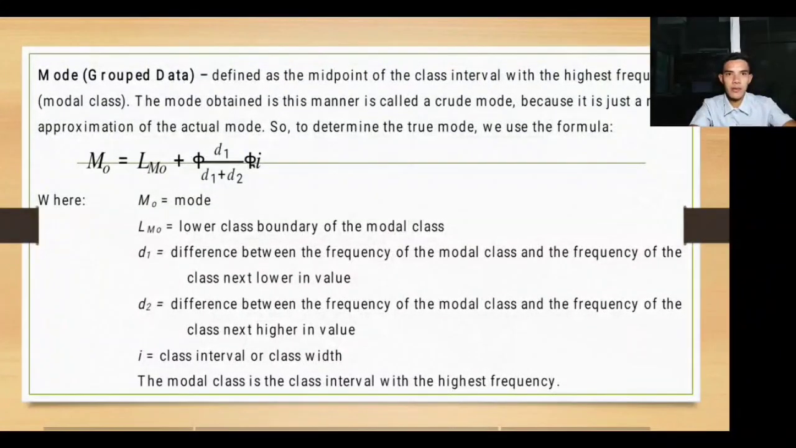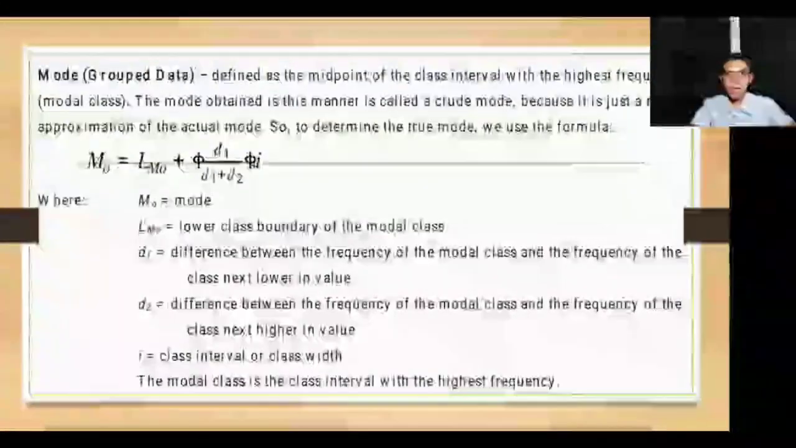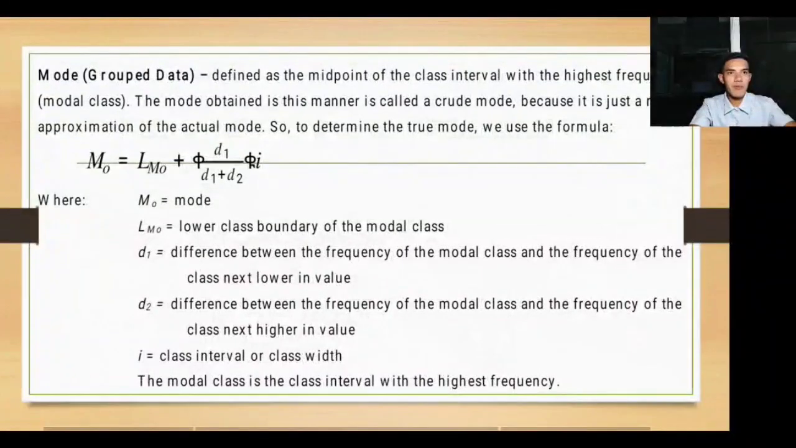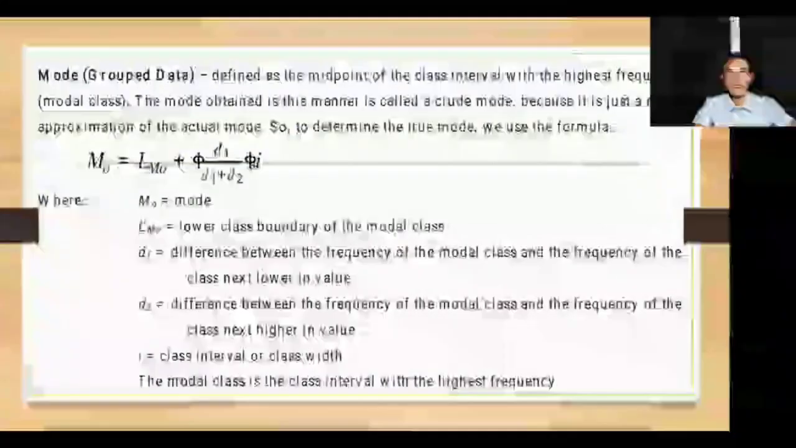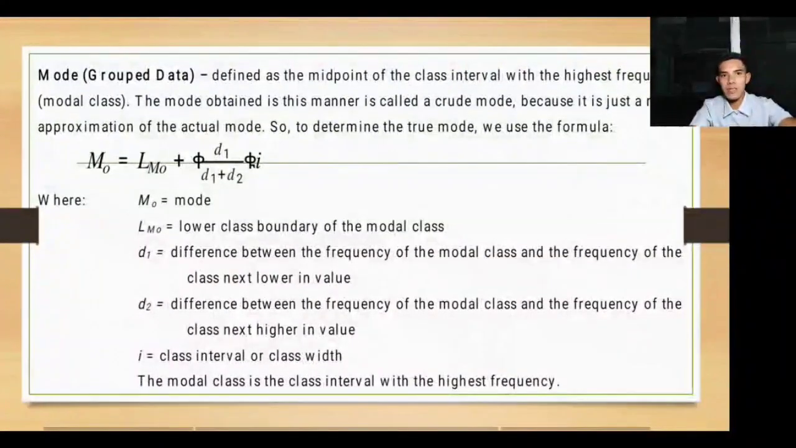So we have M sub o, the mode, and L sub mo, the lower class boundary of the modal class. D sub 1 is the difference between the frequency of the modal class and the frequency of the class next lower in value. And D sub 2 naman is the difference between the frequency of the modal class and the frequency of the class next higher in value. I is the class interval or class width, and the modal class is the class interval with the highest frequency. Yung pinakamaraming beses na umulit.